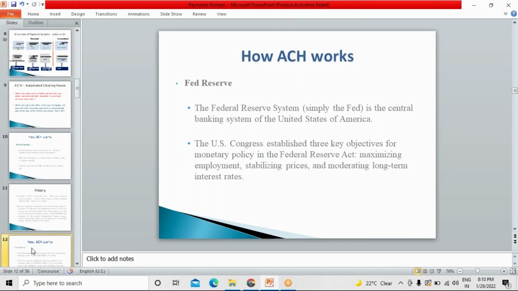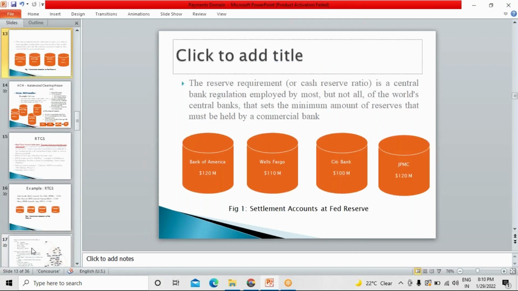These people usually establish this for major different reasons, because of the monetary policies and the Federal Reserve acts, right? If they want to maximize employment, or stabilize prices, or moderate interest rates in terms of the long-term perspective, for this purpose ACH is also being used, as far as the ACH market itself is concerned.